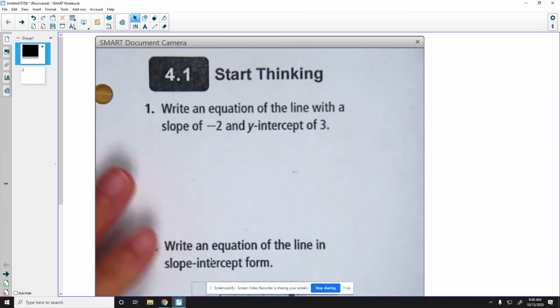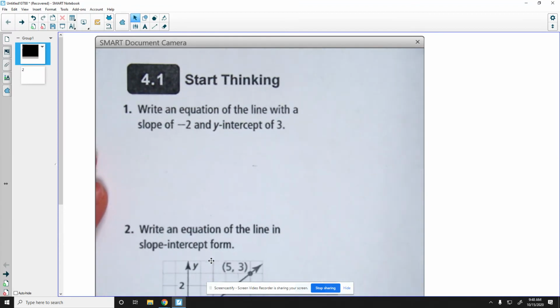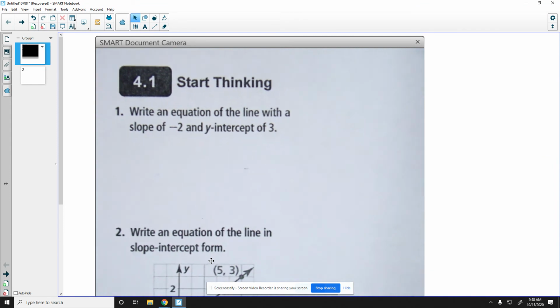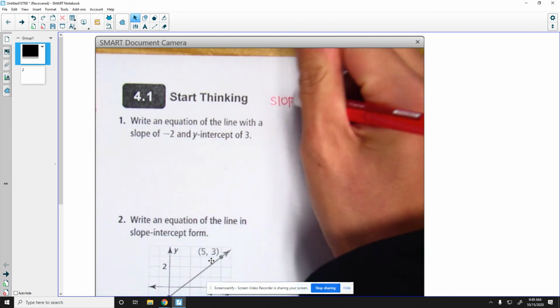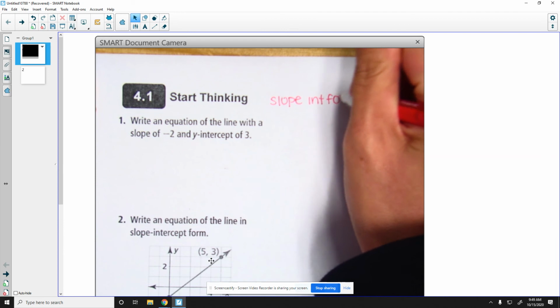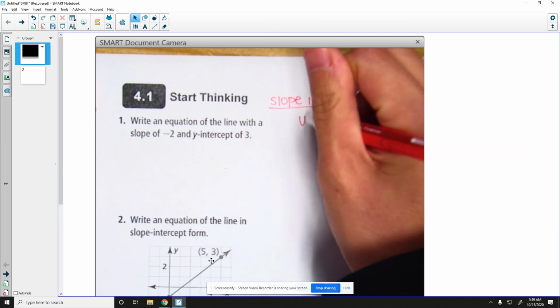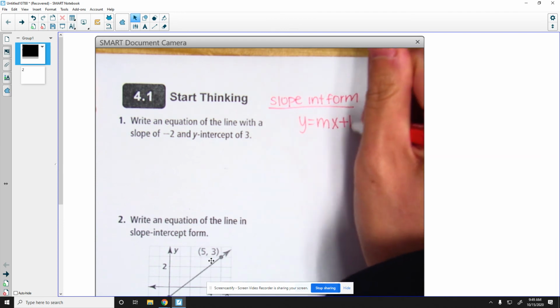All right, here we go. So number one, it says write an equation of the line with a slope of -2 and a y-intercept of 3. So what you have to know, because today is all talking about slope-intercept form, is y equals mx plus b.